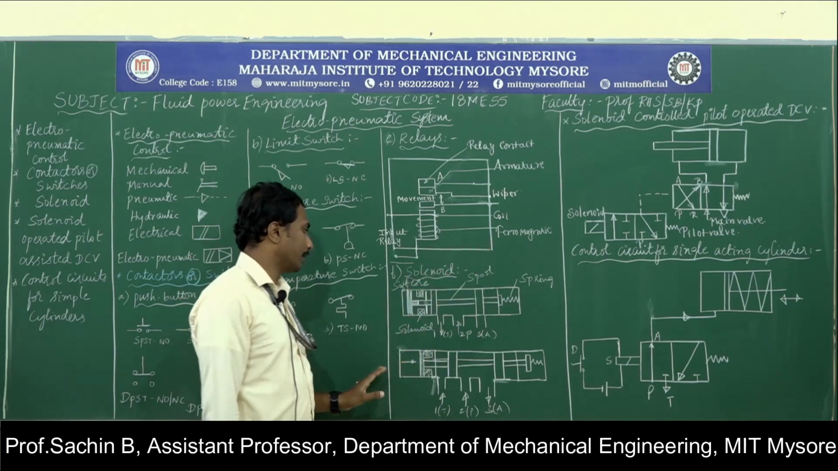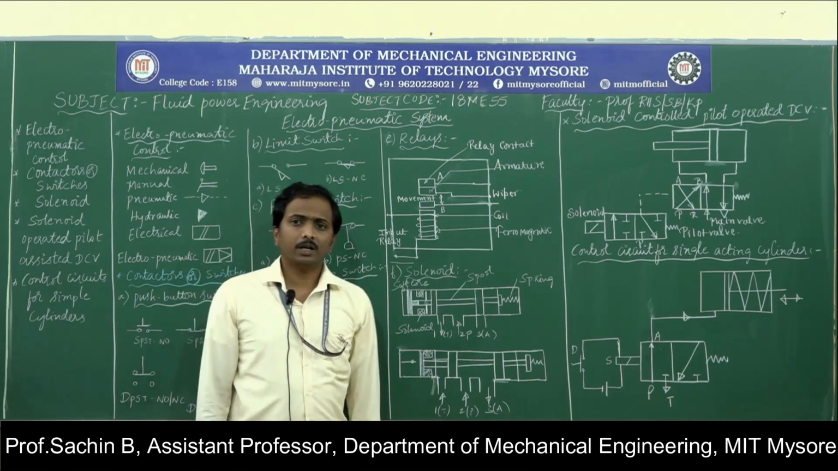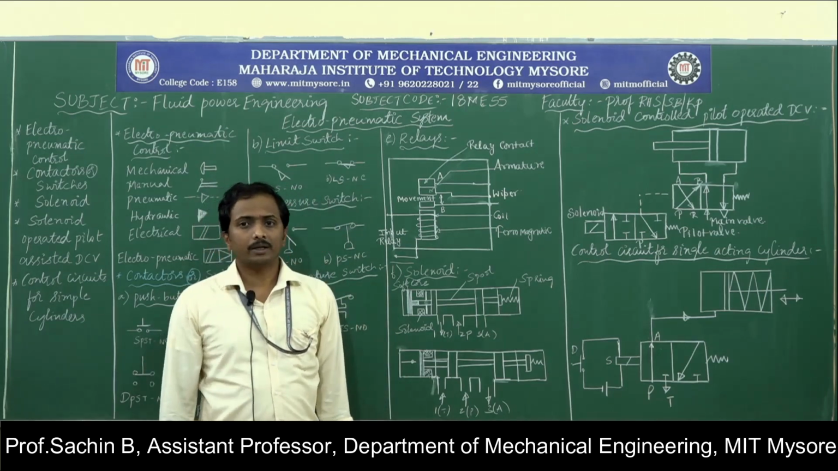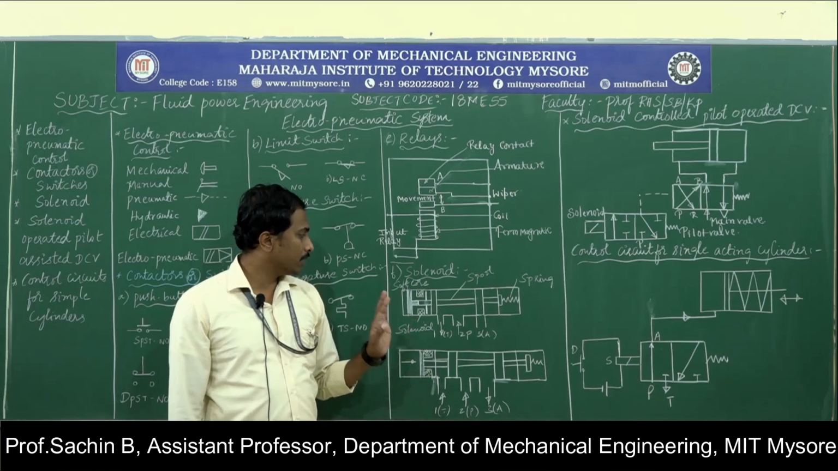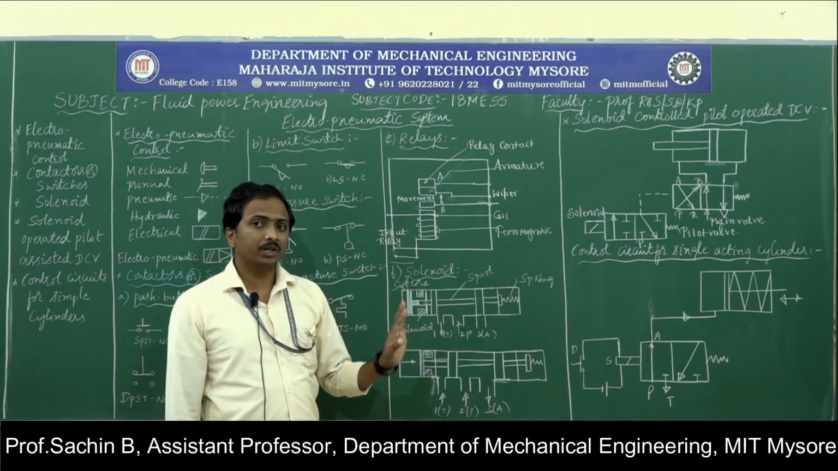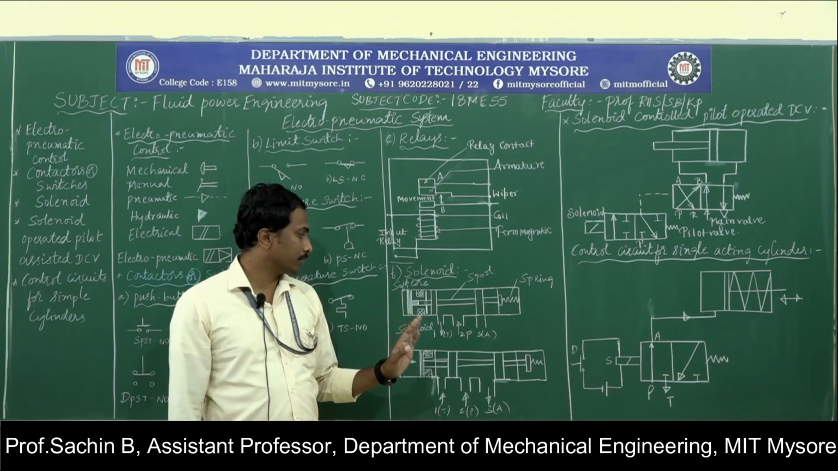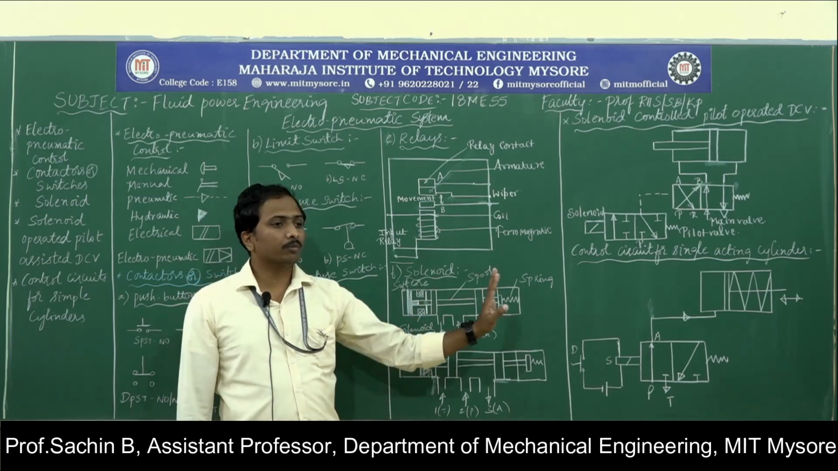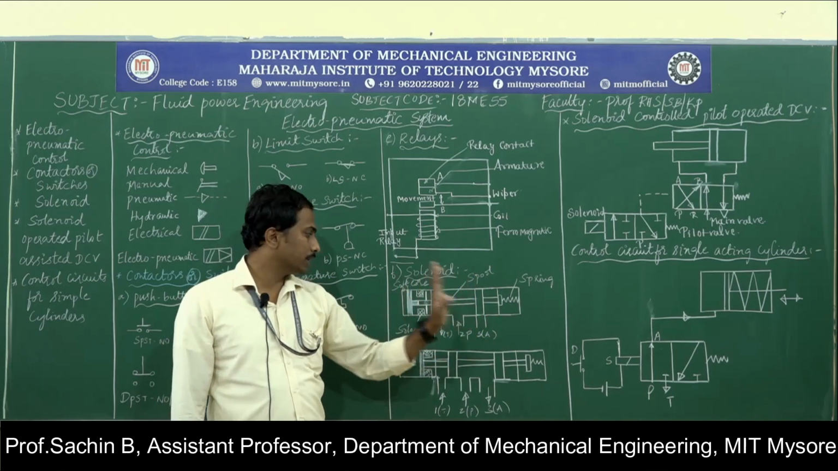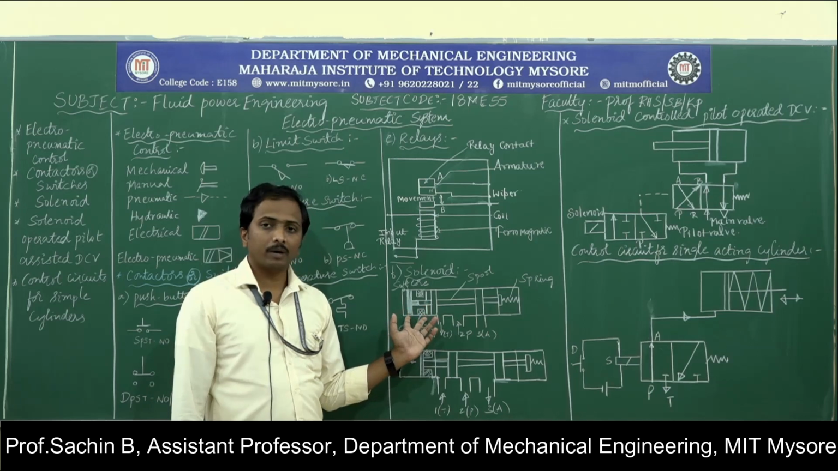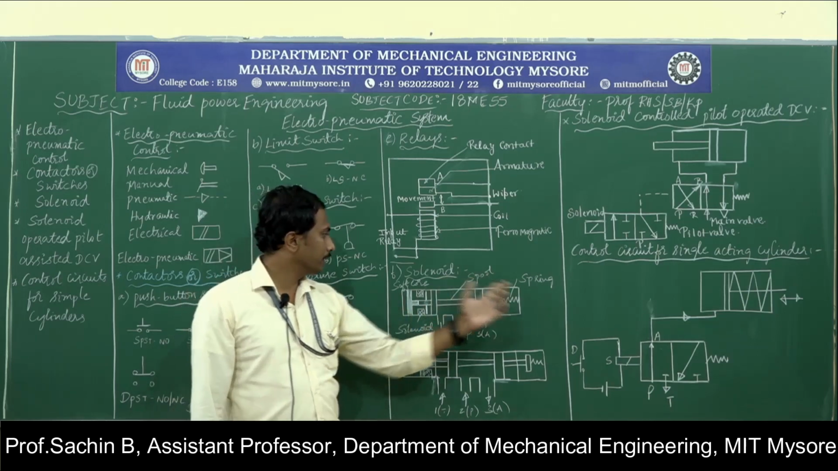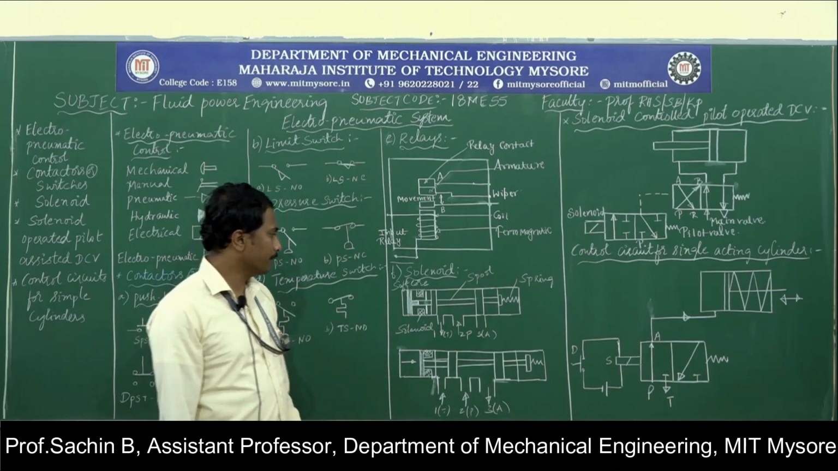Next is the solenoid. A solenoid is an electromagnetic device which deflects the spool present inside the direction control valve by actuating with the help of an electrical power supply. Here the linear movement or displacement of the cylinder happens with the help of this kind of electromagnetic contacts. Here you have the solenoid diagram.